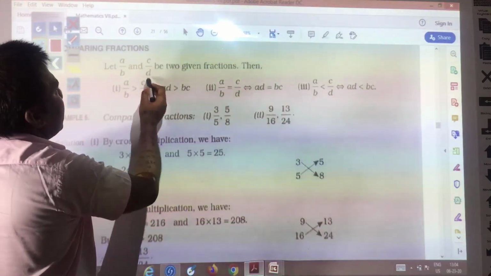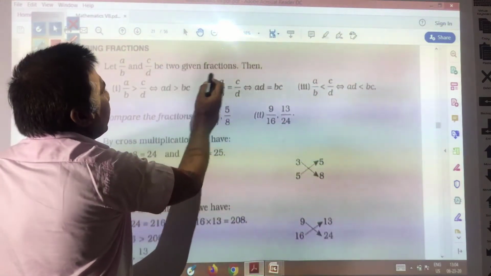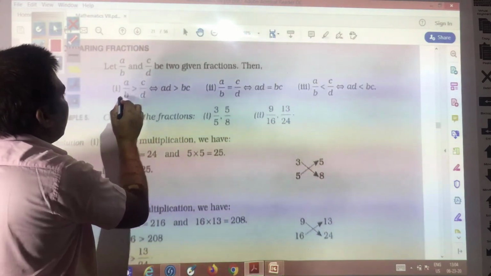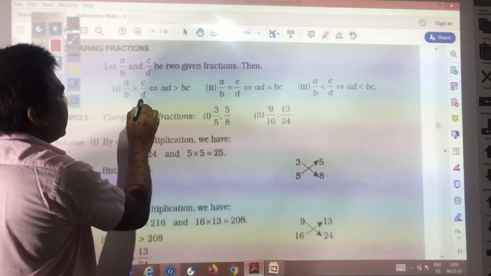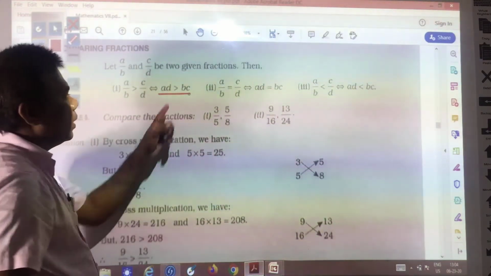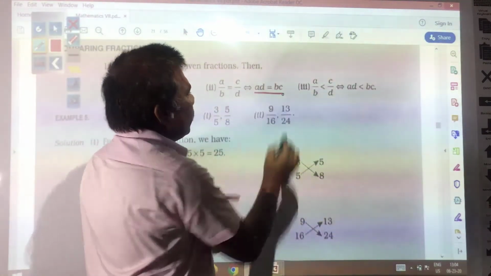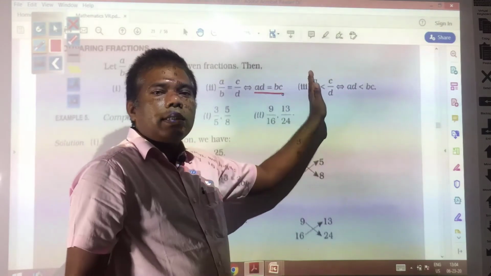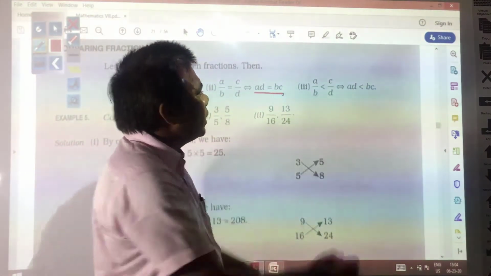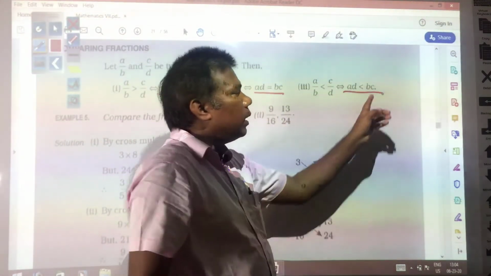A by B and C by D be two given fractions. Then if A by B is greater than C by D, then AD will be greater than BC. If both the fractions are equal, then AD will be equal to BC, and if the first fraction is lesser than the second fraction, in that case AD will be lesser than BC.